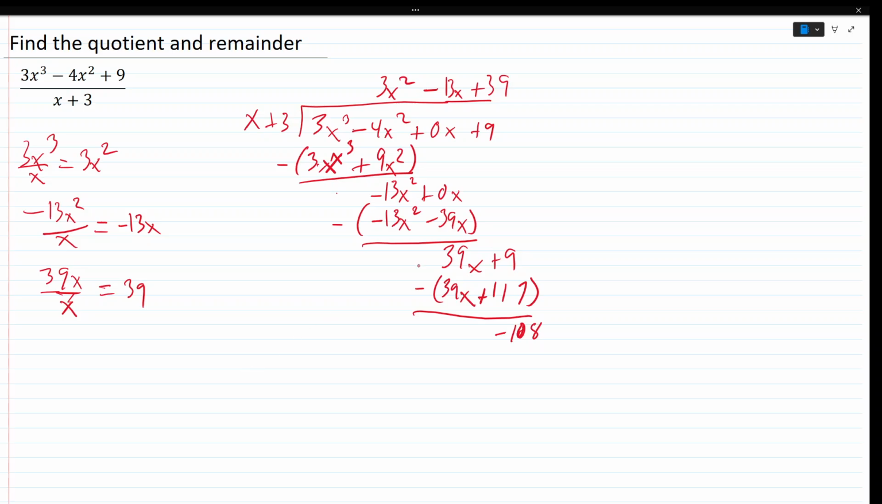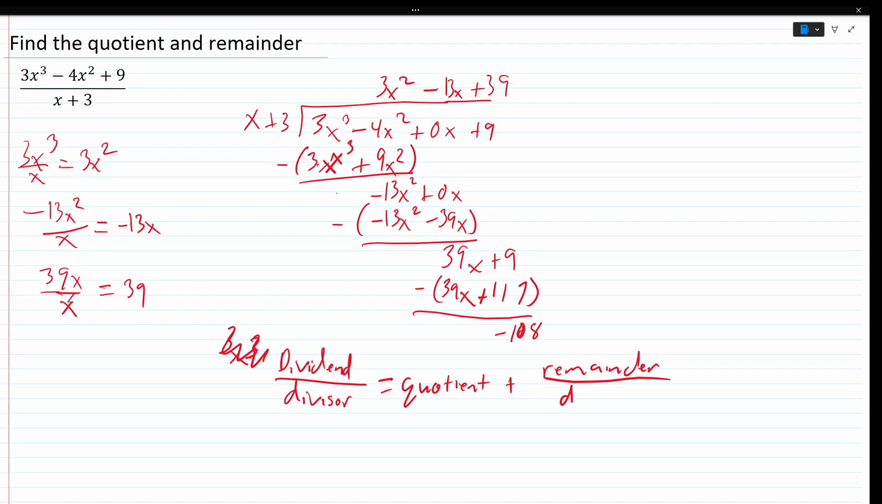Now remember, one way to write the answer is when they just ask for the quotient and the remainder to have those separate. Or, let me just write it in words. The dividend divided by your divisor is equal to your quotient plus your remainder divided by your divisor. So it may ask you to write it in this form.